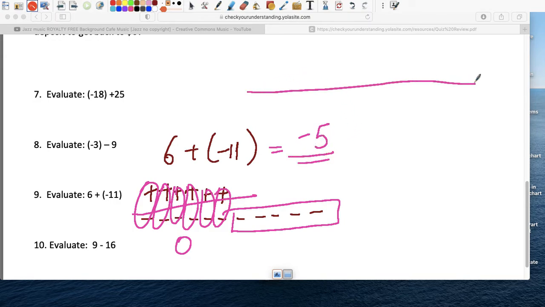Number line, here's 0, here's 6. So you moved 6 units to the right, but then you're adding a negative, and when you're adding a negative, it means you're decreasing in value, so you have to go left. So from there, you're going to take 11 units to the left, and that lands you on -5. Okay.